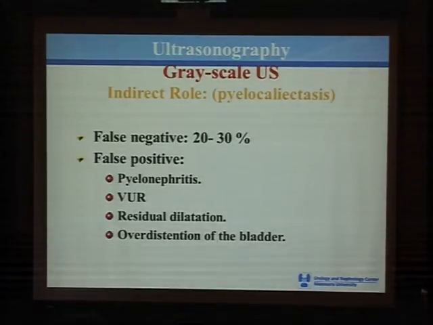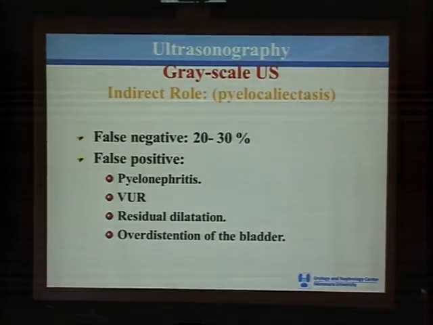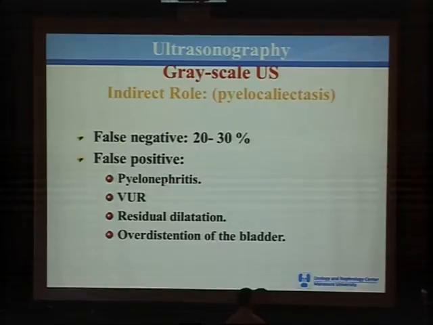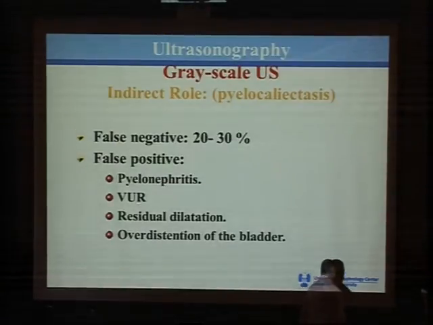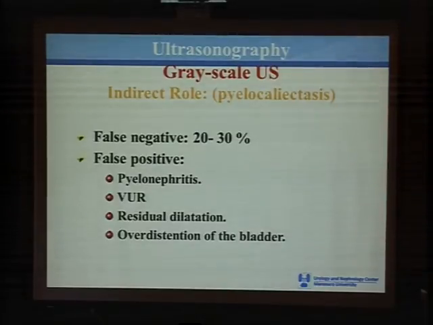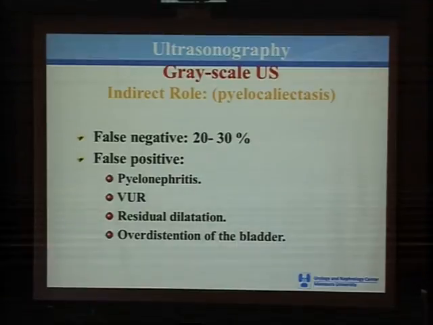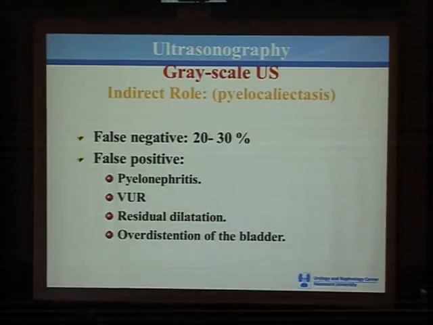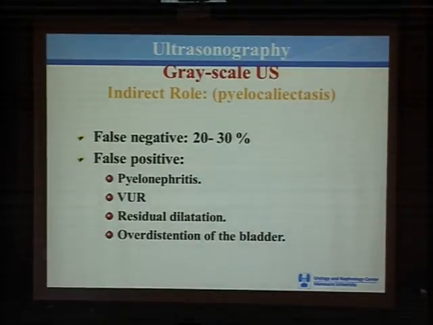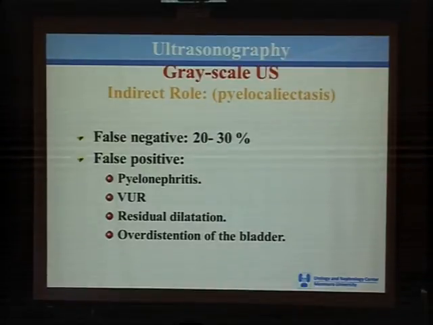What are the other causes of dilatation of the pelvicalyceal system? These include pyelonephritis, vesicoureteral reflux, residual dilatation after relief of obstruction, and overdistension of the pelvis. So in all of these conditions, there will be dilatation of the pelvicalyceal system, but without obstruction.